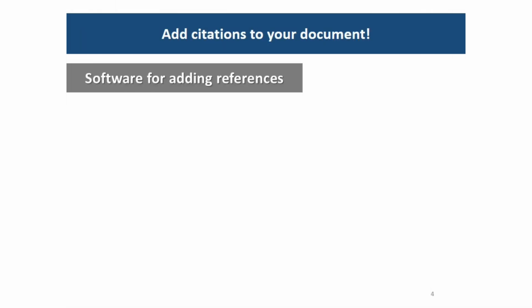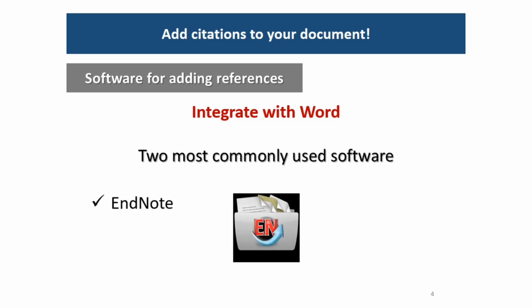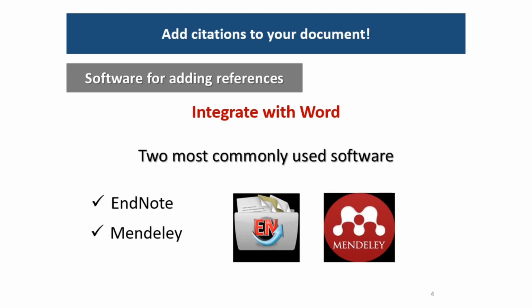We have a number of software for adding references in Word document. They integrate with Word document. Two most commonly used software for adding references are number 1 EndNote and number 2 Mendeley. We will have tutorial of EndNote today. Let's start with the tutorial.